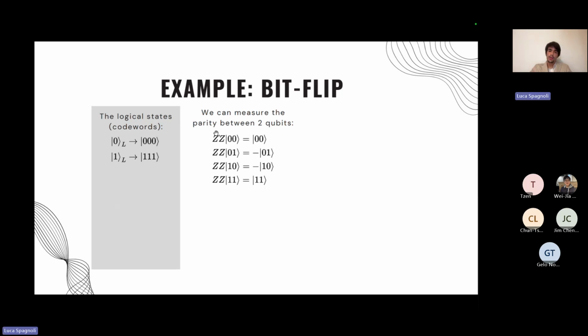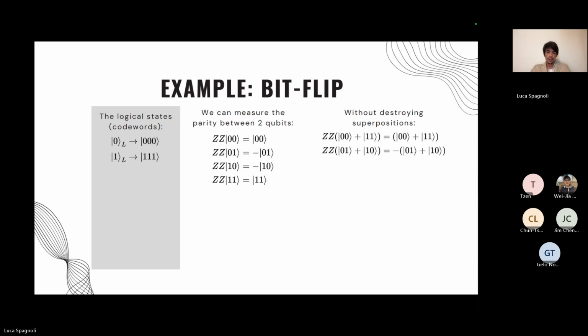Meaning that if I measure ZZ and I get plus one, I know that the two qubits are in the same state. I don't know if they are in 00 or in 11. And this is particularly useful because this allows us to measure this operator without making the wave function collapse. Because if we measure ZZ on this state, which could be an arbitrary superposition of 00 and 11, we will always get plus one eigenvalue times the same state without making it collapse. The same happens if we take this state and we apply a bit flip error, say on the second qubit, that we turn from 0 to 1 and from 1 to 0. We measure ZZ and we get minus one eigenvalue, but this state is preserved.